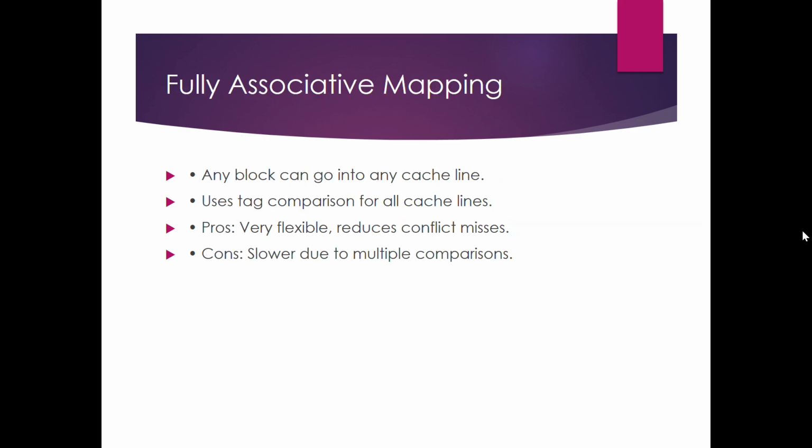Then we have fully associative mapping. In fully associative mapping, any block can go into any cache line. It uses tag comparison for all cache lines. The pros and cons: the pro is that it is very flexible and reduces conflict misses, and the con is that it is slower due to multiple comparisons.